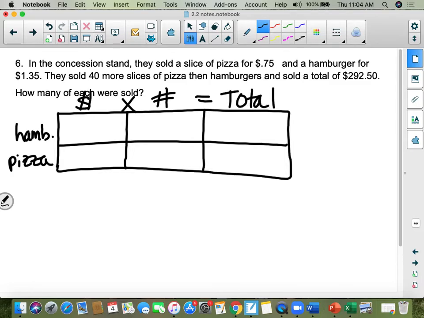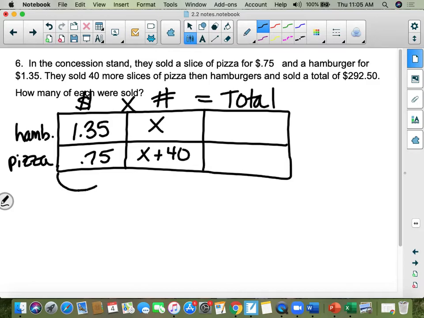Well, the price of pizza is 75 cents and the price of hamburgers is $1.35 at the concession stand. If I'm going too fast, you can always pause it and catch up, in case I made my chart a little too fast. It says they sold 40 more slices of pizza. So I'm going to make X be the hamburger and X plus 40 be the pizza.